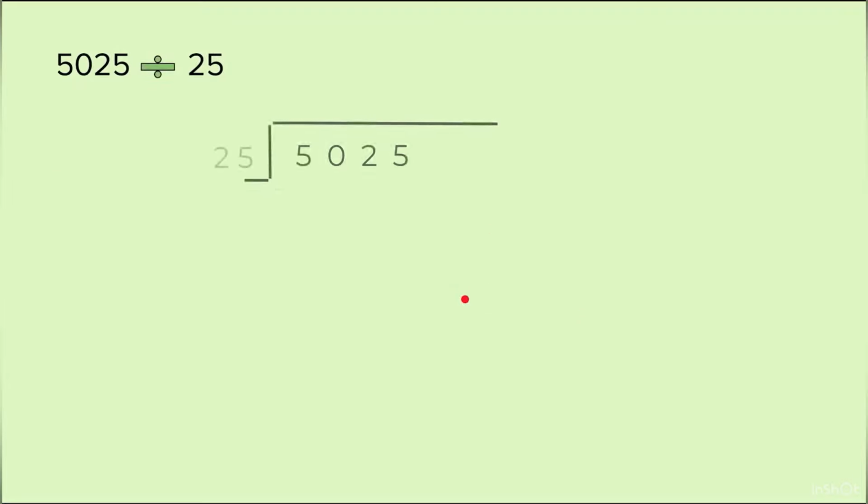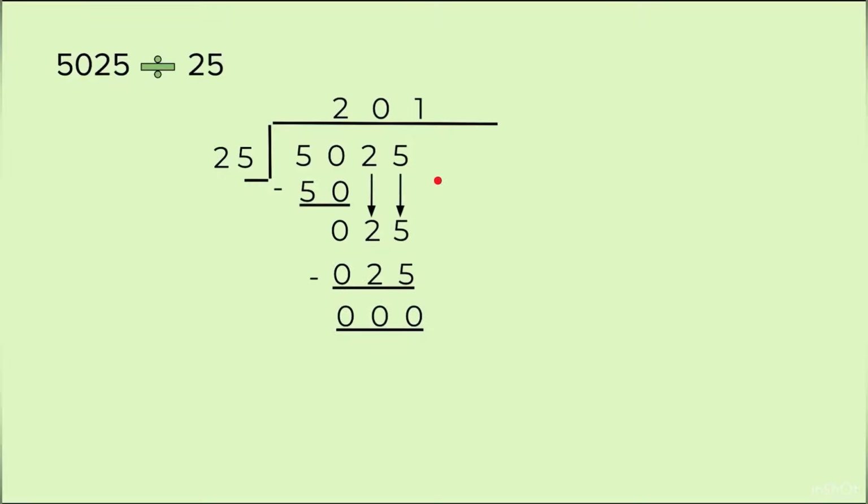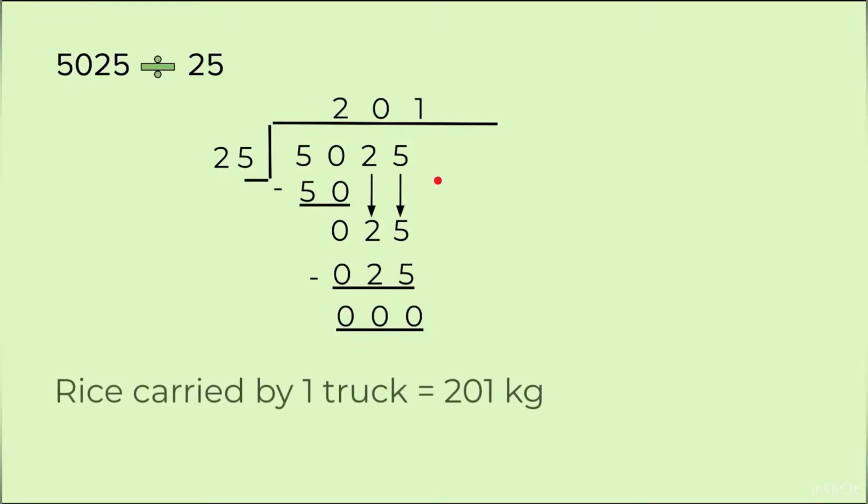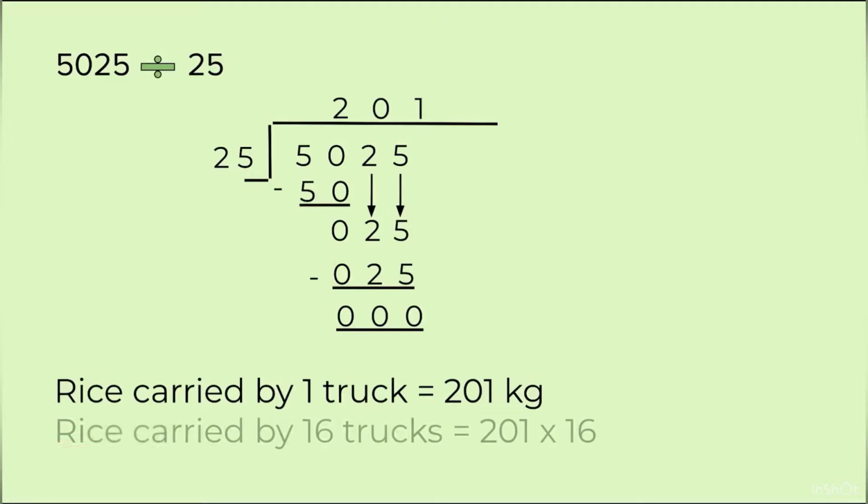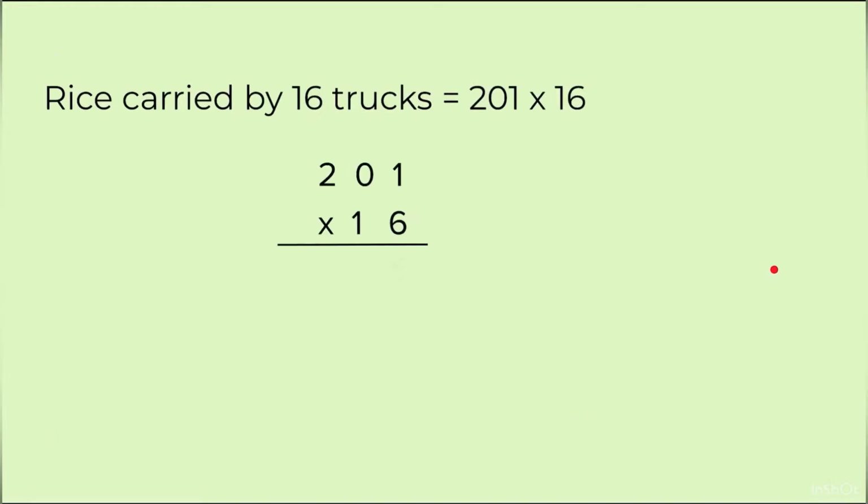When we divide this by 25, we get 201. So 201 kgs is the amount that is carried by one truck. We'll write it here. Rice carried by one truck is 201 kgs. So 16 trucks will carry 201 into 16. So we will write that rice carried by 16 trucks is equal to 201 into 16. We will multiply.